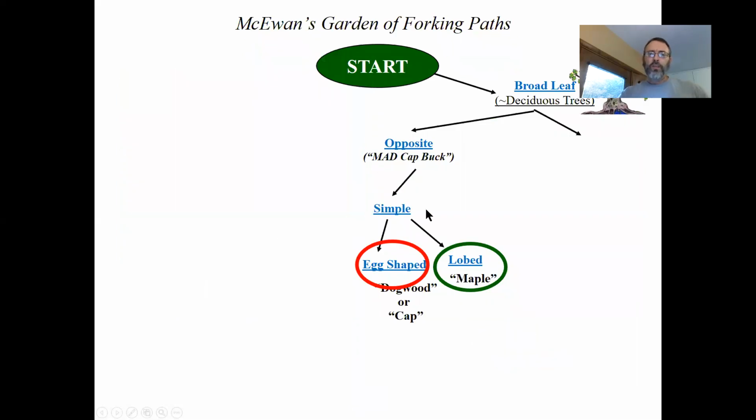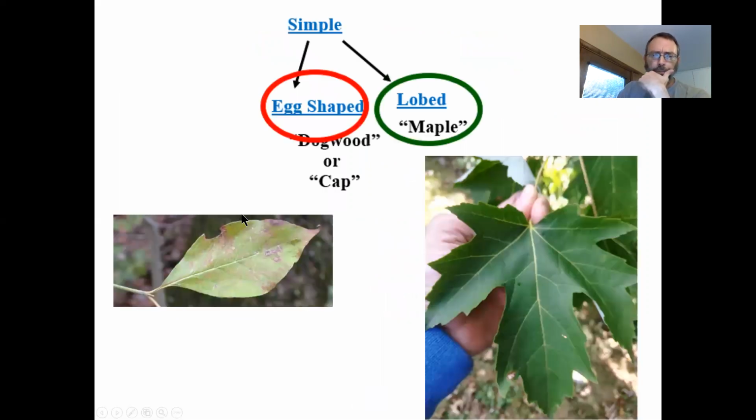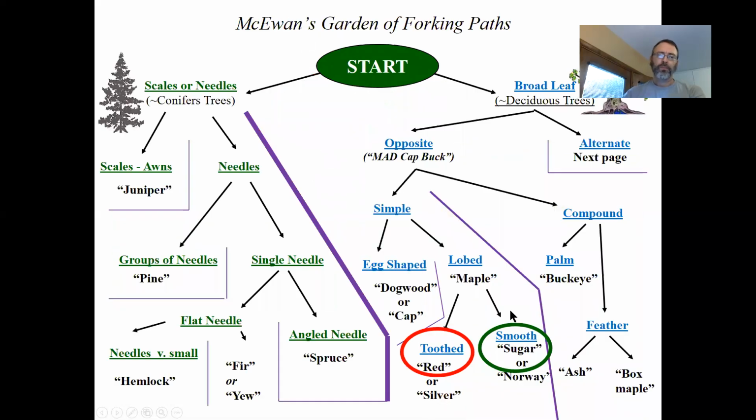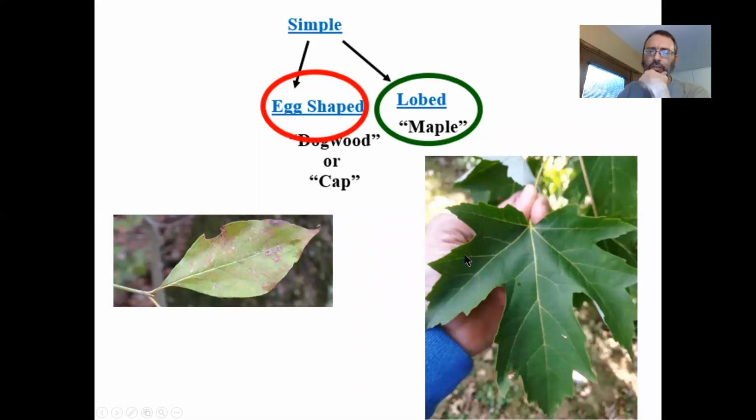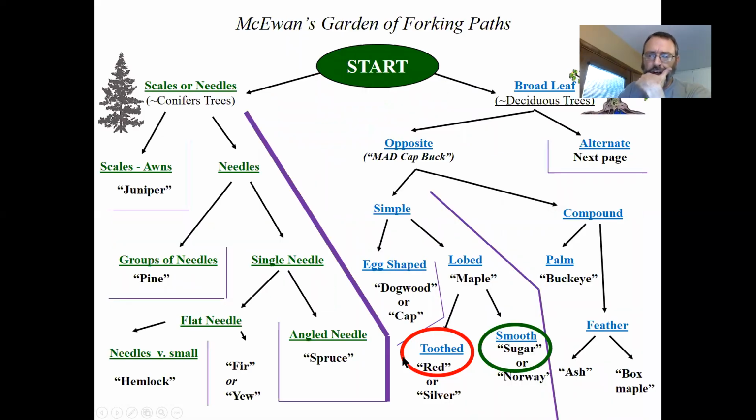Okay, the next set of words in this forking path, and again, these are all things you're going to see in the field, so you don't have to memorize this now, but it's just trying to prime your mind to be able to do well next week, is whether the leaf you're dealing with is egg-shaped or lobed. This is like an egg shape, and this leaf is lobed. Then the next piece, and this is pretty straightforward, hopefully. This looks like an egg, and this is lobed. And then the next piece is whether or not the leaf is toothed or smooth.